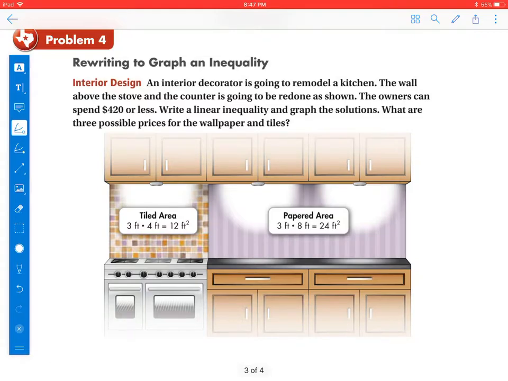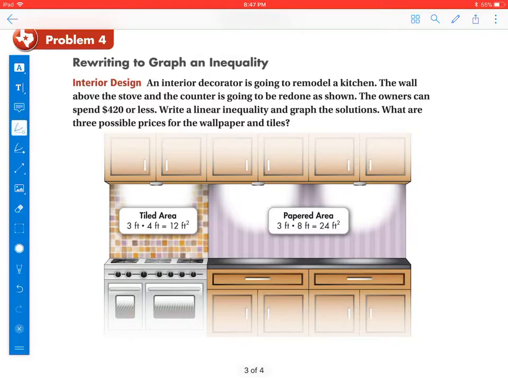Now, just a little bit of personal information about me. My house flooded in Harvey, and we had to redo our kitchen cabinets. So I had a very similar situation to the word problem here. I had to have my backsplash and tile area redone, except I had a little bit more money than just $420. I have a much bigger kitchen.